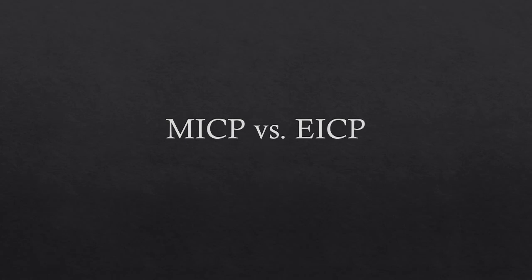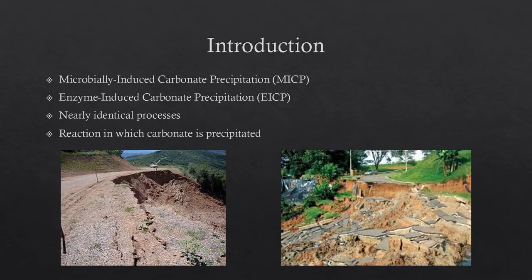Today I will be presenting on microbially-induced carbonate precipitation versus enzyme-induced carbonate precipitation. In this presentation, I'll be referring to microbially-induced carbonate precipitation as MICP and enzyme-induced carbonate precipitation as EICP. Both MICP and EICP are emerging techniques within biogeotechnological engineering that have the potential to be heavily utilized for ground improvement and soil stabilization. Both MICP and EICP share nearly indistinguishable processes.